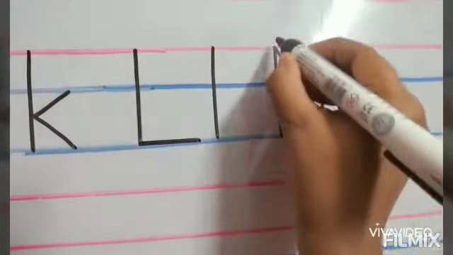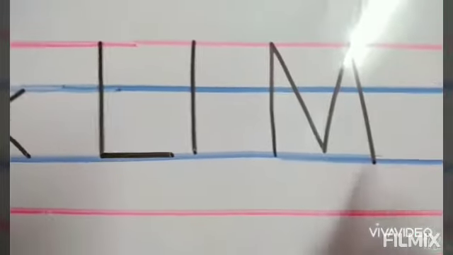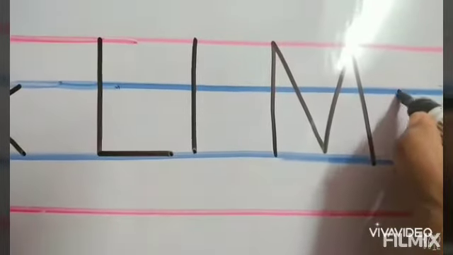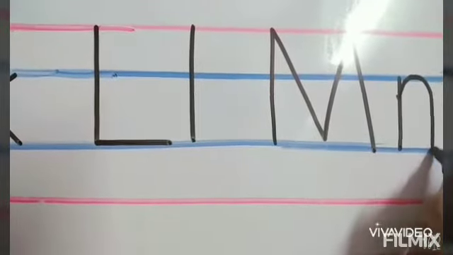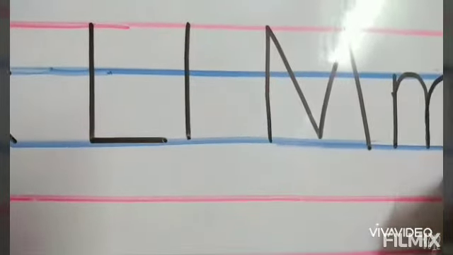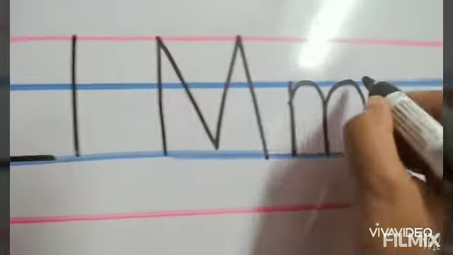So you need to write a standing line, slanting line, again slanting line, standing line. Then now a small m. For small m, you need to write a standing line, and you need to write down curves. Okay, standing line, down curve, down curve, m.